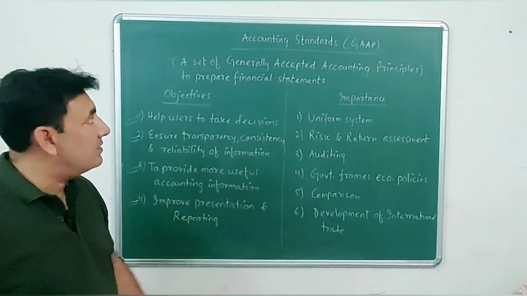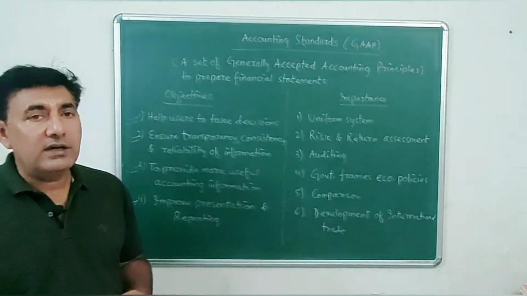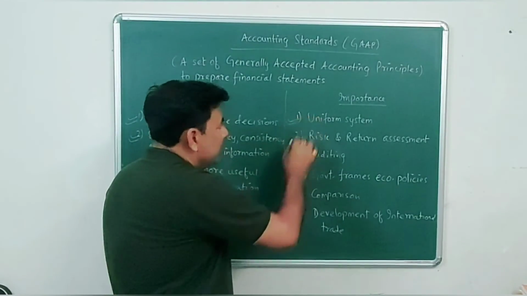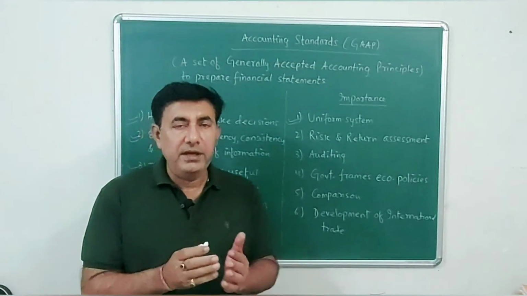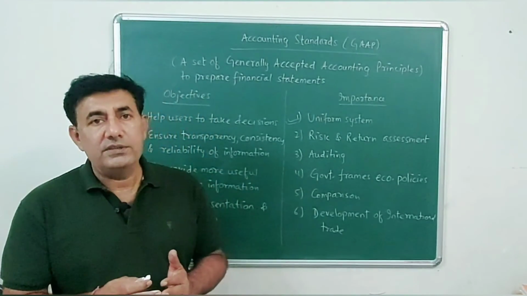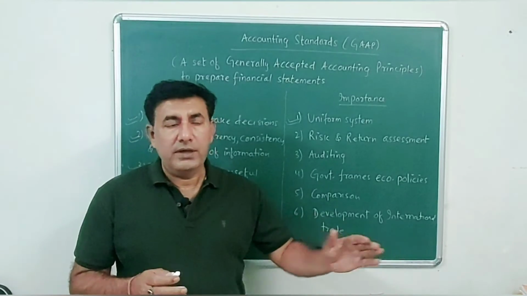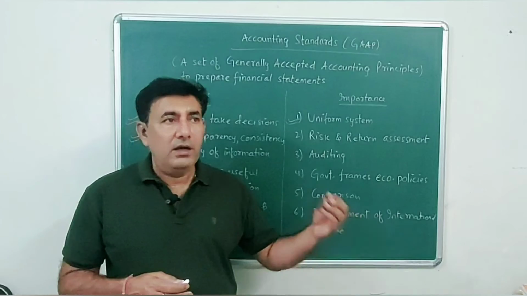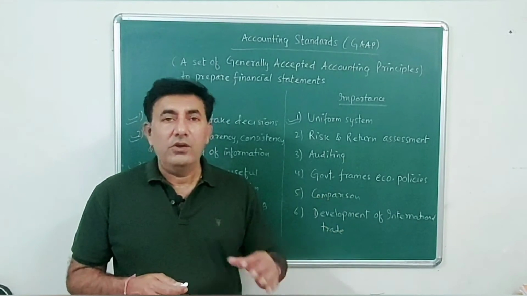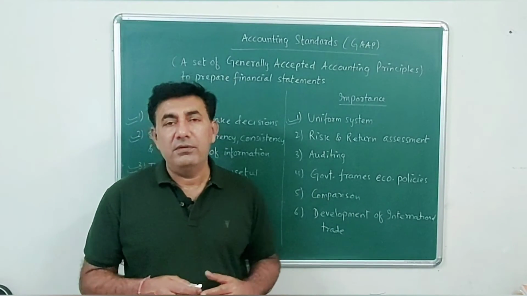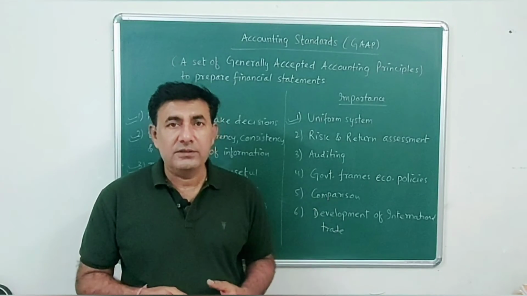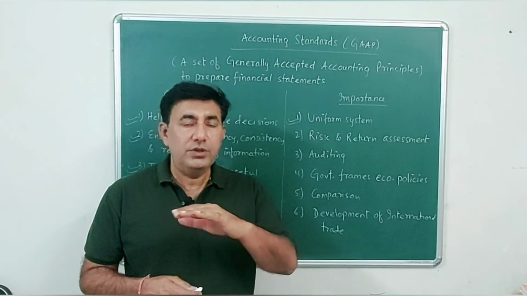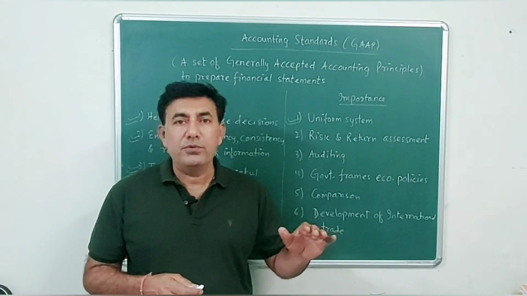Then comes the importance. What is the importance of these accounting standards? The first one, we follow a uniform system all over the world. That means uniformity or universality of the system among accountants. Like here in India, we prepare profit and loss and balance sheet. If you go to America, France or Italy, you will find the same type of financial statements prepared by the accountants. So these accounting standards help to achieve uniformity in the accounting process.